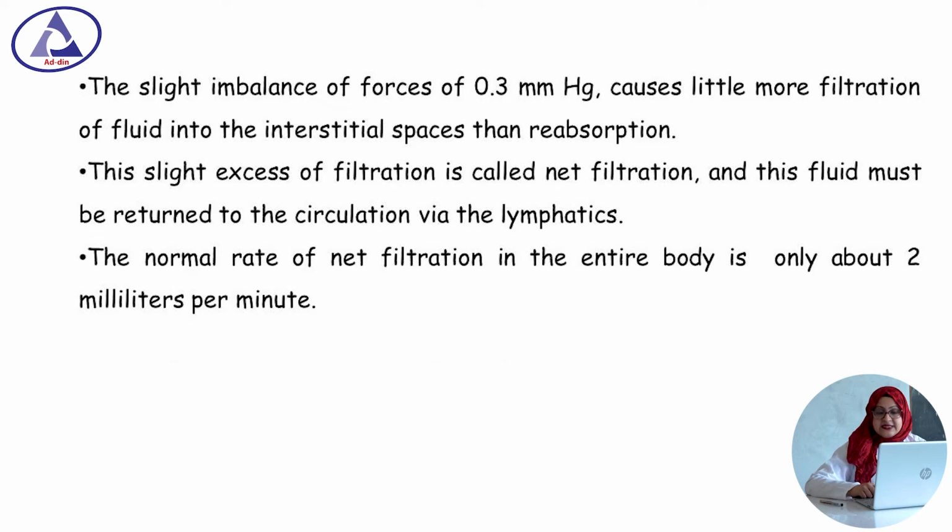There is a slight disequilibrium or imbalance of forces of about 0.3 millimeters of mercury, which causes more fluid to undergo filtration across the arterial end into the interstitial space than reabsorption. This slight excess of filtration is called the net filtration, and this fluid must be returned back into the circulation via the lymphatics. The normal rate of net filtration in the entire body is about 2 milliliters per minute.